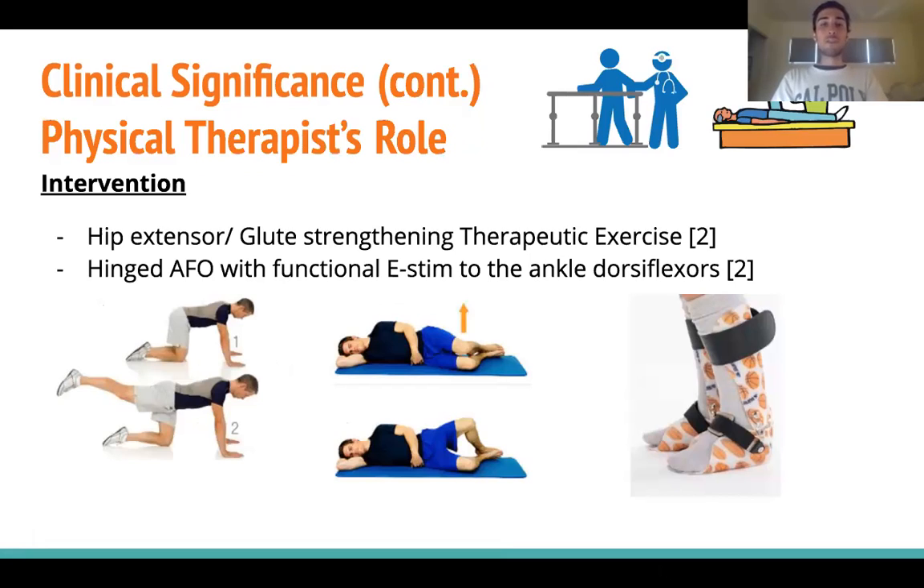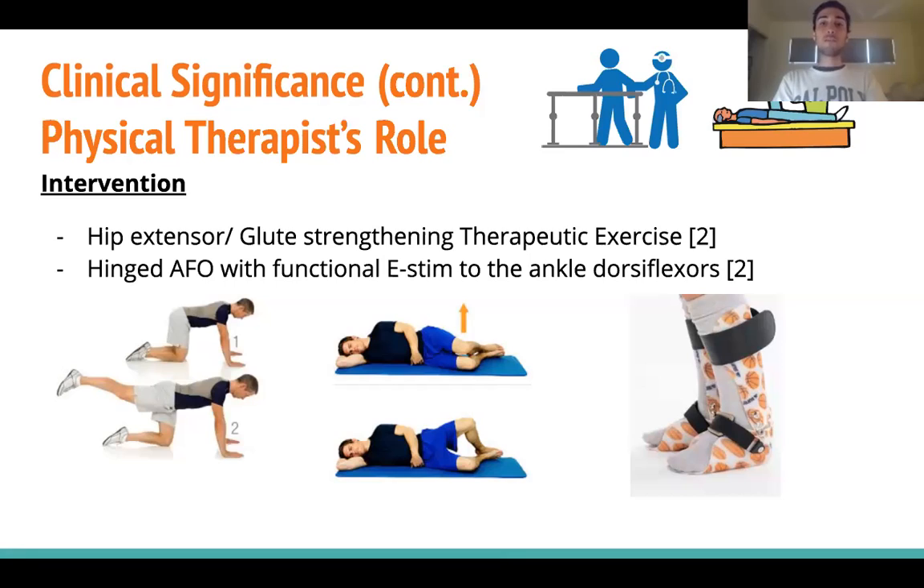In terms of interventions, hip extensor or glute strengthening therapeutic exercise administered at a submax aerobic and low resistance strength training level, with the aim of strengthening neuromuscular rehab as well as improving the ability of the weak proximal hip muscles to stabilize the hip during loading response, would be indicated.